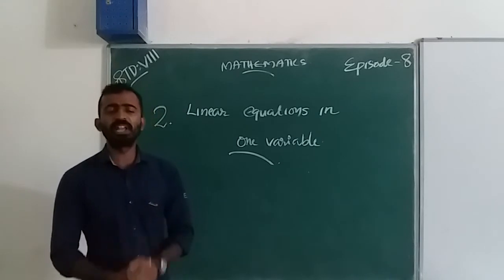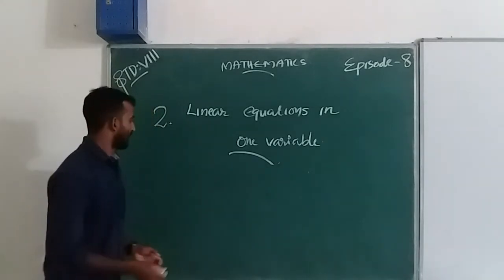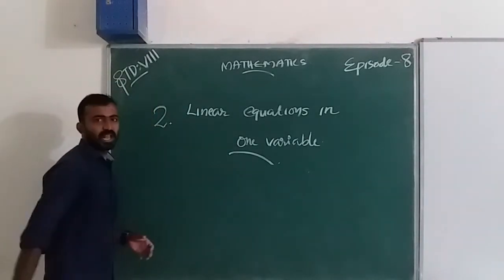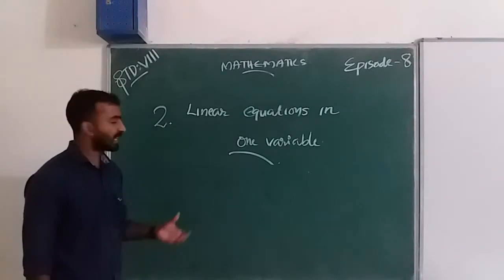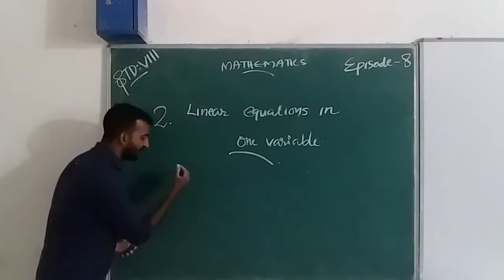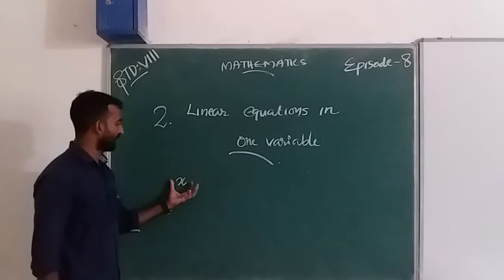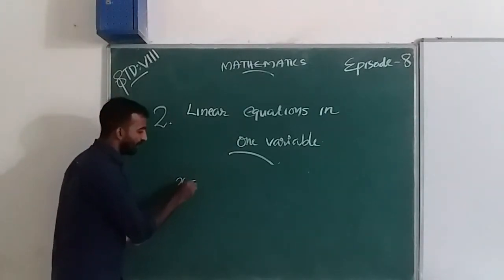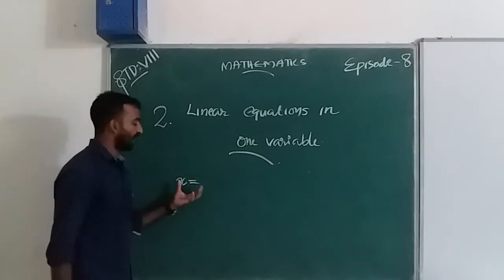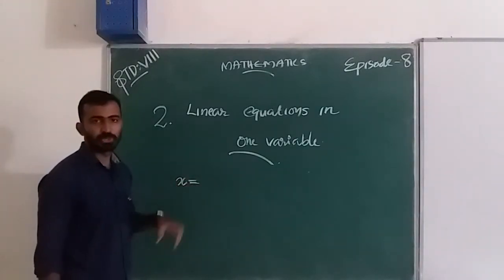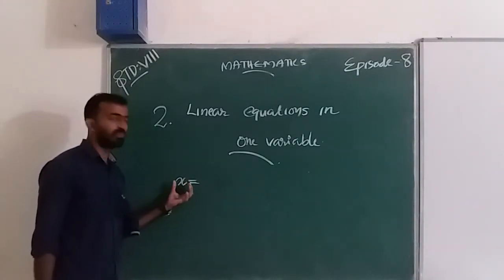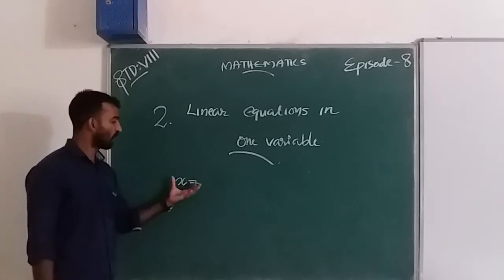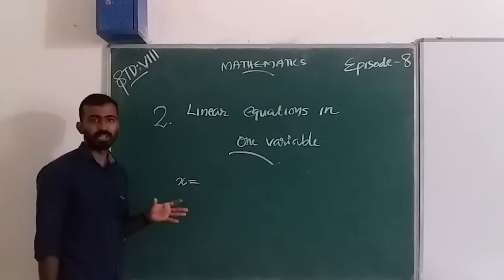What do you mean by variable? In the alphabet, all letters are variables. If I take x, we call x a variable, because we can put its value depending on the situation. Its values vary, so we call x a variable.